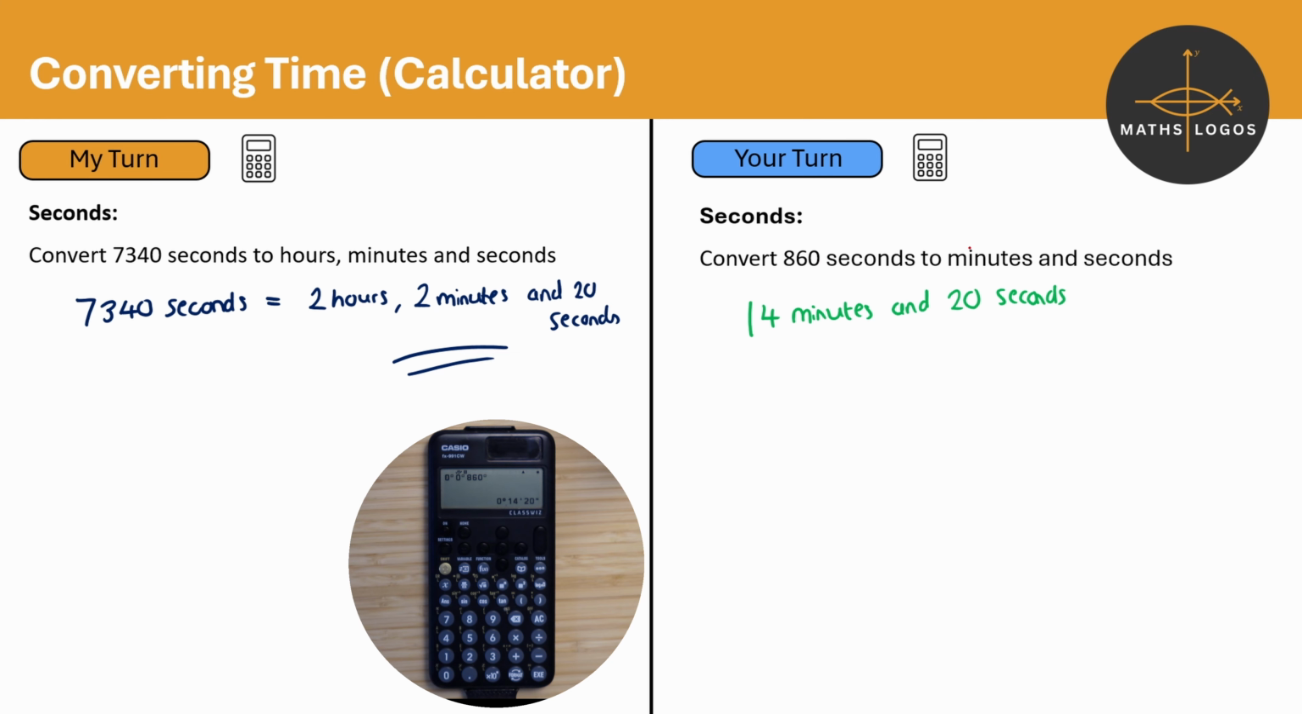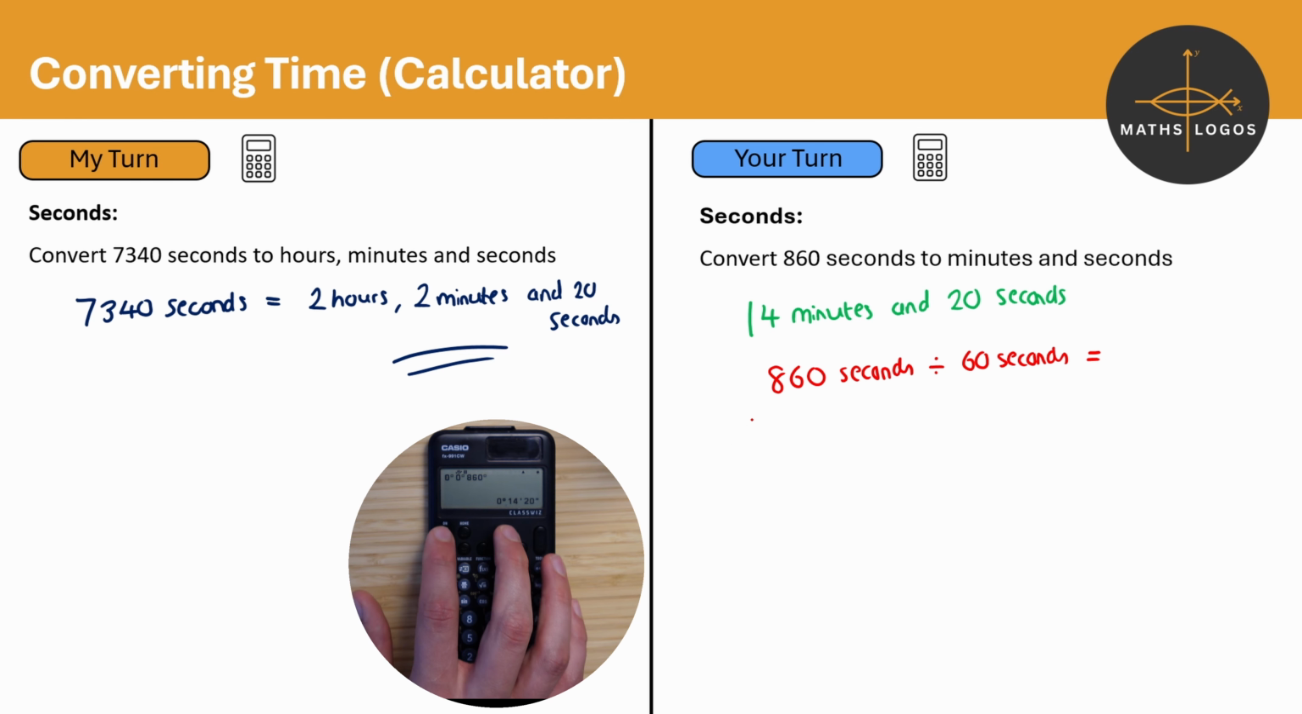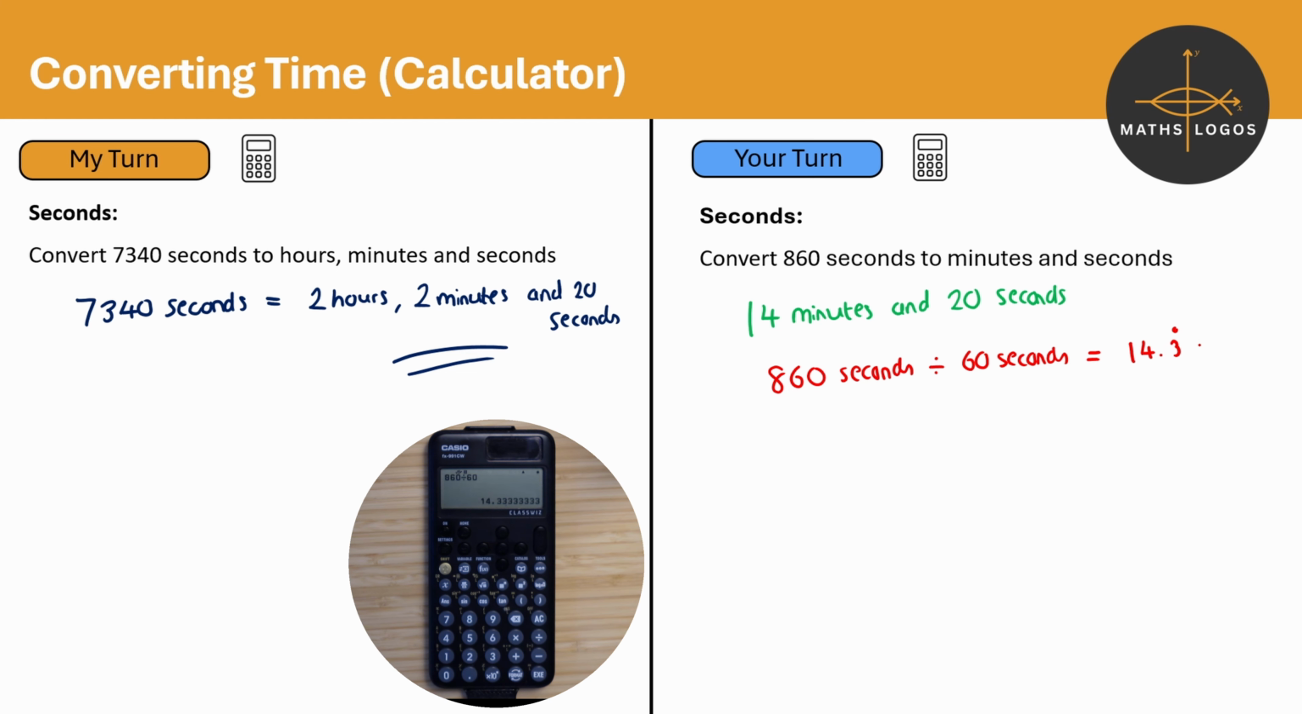The way to do this, if your calculator doesn't have these functions, is to take your 860 seconds and divide that by 60 seconds. And this answer is going to tell you how many minutes are in 860 seconds. So you take your 860, divide it by 60, and it gives you this answer of 14.3 recurring. This answer is going to be minutes. That's how many minutes are in 860 seconds.